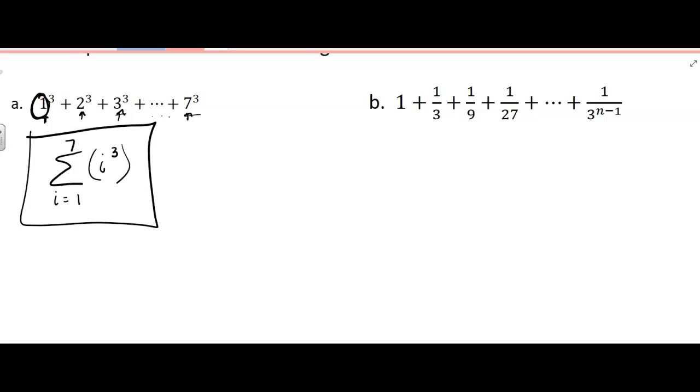You notice what stayed the same. It was always a 3. It was the cube that was staying the same. And then what was changing? The base was changing. 1 to 2 to 3. That's what we want to make I. Okay? All right.